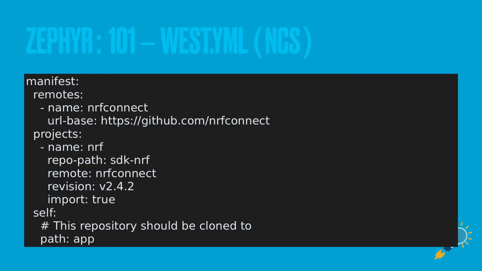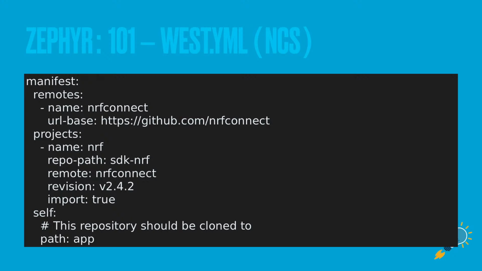But this is the copy of the west.yaml that we've put in place here. Essentially, we're just setting the main remote, the main project, to be NRF Connect SDK, setting the revision. The import: true is also very important.